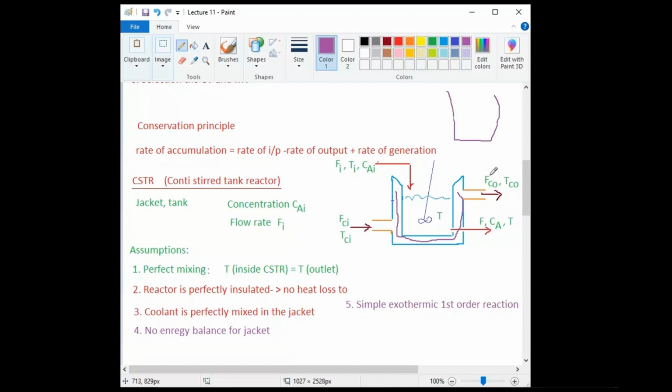When we were studying the surge tank, this was the tank, right? There was no jacket in that. We have drawn only one. So here we have a double structure. So this is the outer jacket. We are providing coolant in the outer jacket. So here we have an exothermic first order reaction.